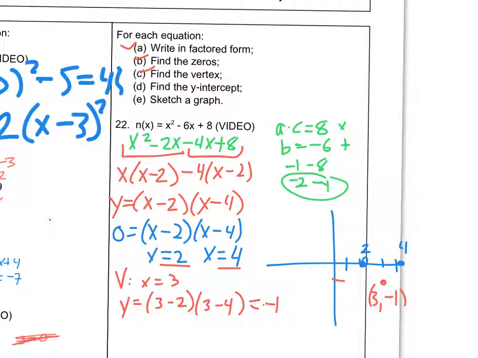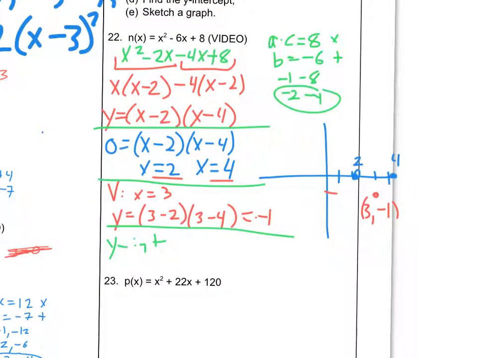The y-intercept, I like using the original equation for this. It doesn't matter what you use. So we did factored, zeros, vertex. And for this, if I plug 0 in for x, we get 0 minus 0 plus 8, which is just 8. You could also have done that in the factored form, and you would have gotten 0 minus 2 times 0 minus 4, which is still equal to 8.